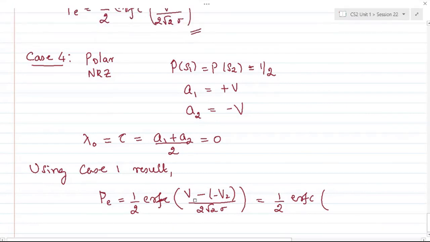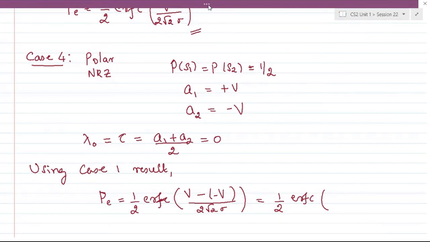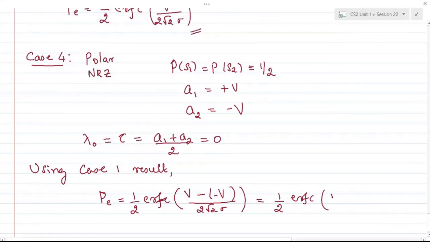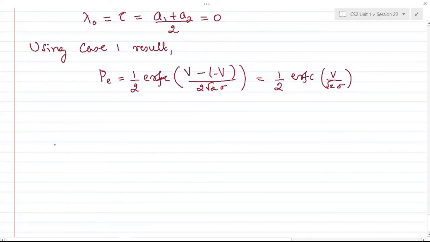And just take this as V and minus V. And hence this would give us simply V by root 2 sigma. So that is the probability of error of the polar NRZ scheme.